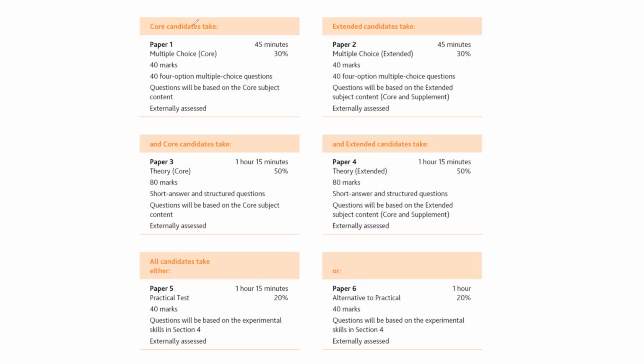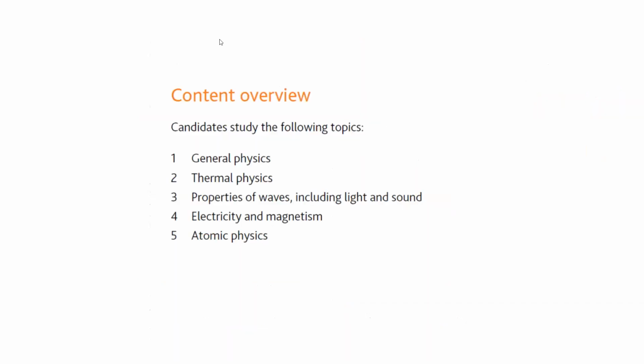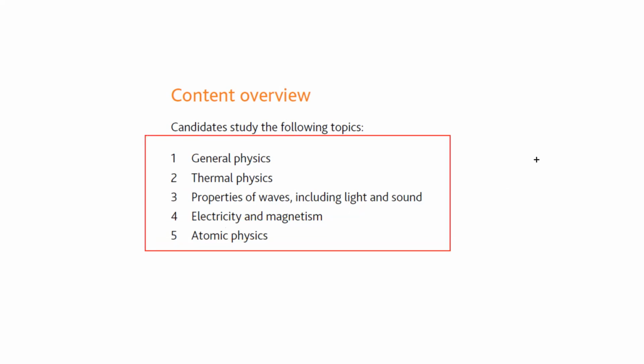So let's move on to the syllabus now. There are 5 main topics. These are not chapters, these are main topics, and these topics have multiple chapters. The 5 main topics are: general physics, thermal physics, the properties of waves including light and sound, electricity and magnetism, and atomic physics. These 5 topics will cover this whole physics syllabus. But again, 5 topics does not mean 5 chapters. It means each topic may have a different number of chapters.